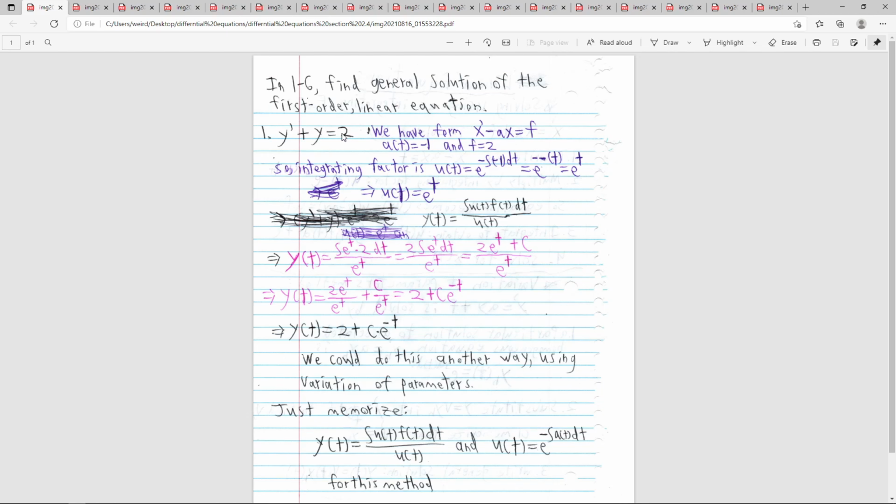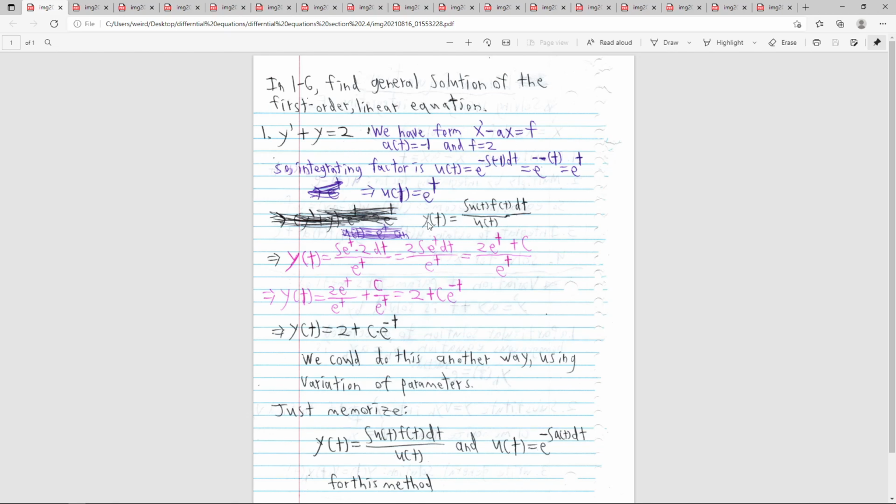You could rewrite this as y prime equals -y plus 2, and you'd see that a(t) is -1. The integrating factor is just e raised to the power negative integral of a(t) dt, so with -1 here it's just the integral of dt, which becomes t. So e to the t, that's where mu(t) is, and we know what the f term is, it's just 2.